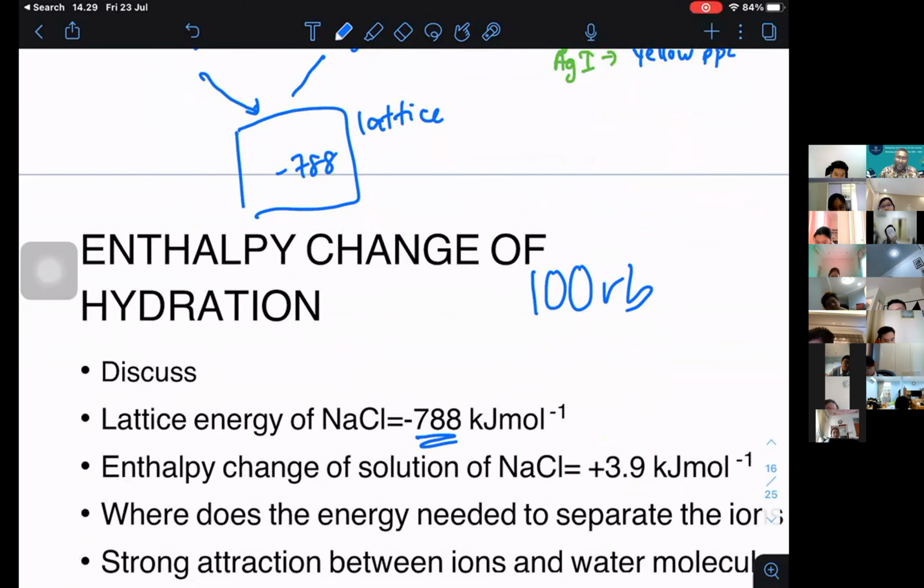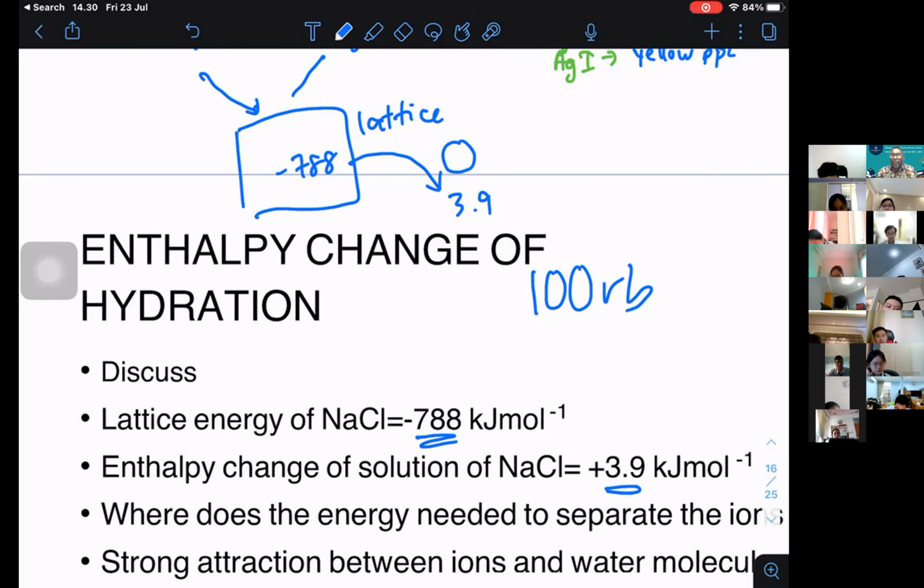And using water, which is your solution, the water starts to come in. They say, come on, you follow me, break from your lattice. But they are only giving you 3.9. Will this break because of just 3.9? Justin? It's small. It's not possible to break because of 3.9. You need at least up to 788 to be able to break.